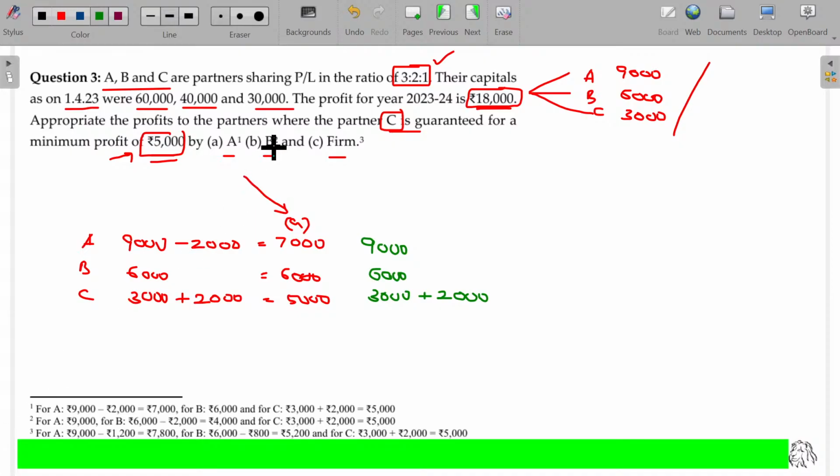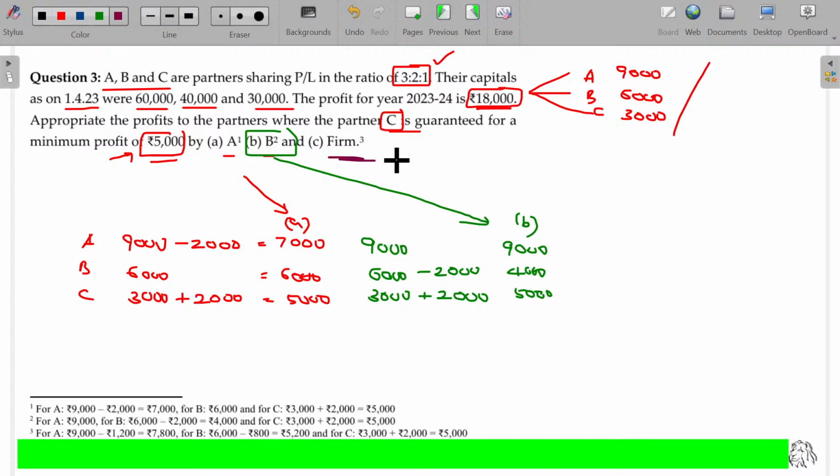Now, who has given this guarantee? In scenario B, B has given the guarantee. As B has given, I have to subtract the excess amount given to C from B. So now 9,000, 4,000 and 5,000. This is scenario B. Hope now you'll be able to understand. Clear? Now what about the last scenario?